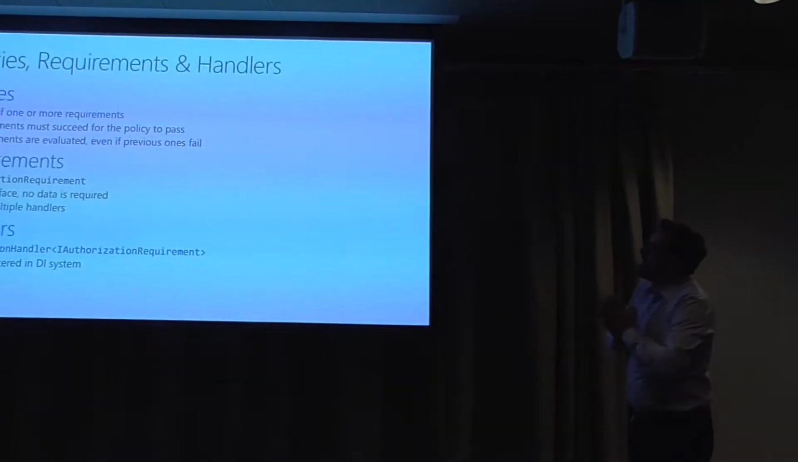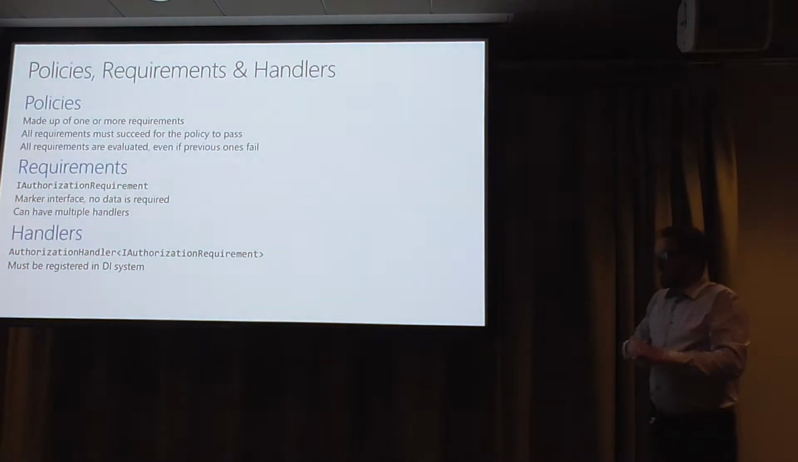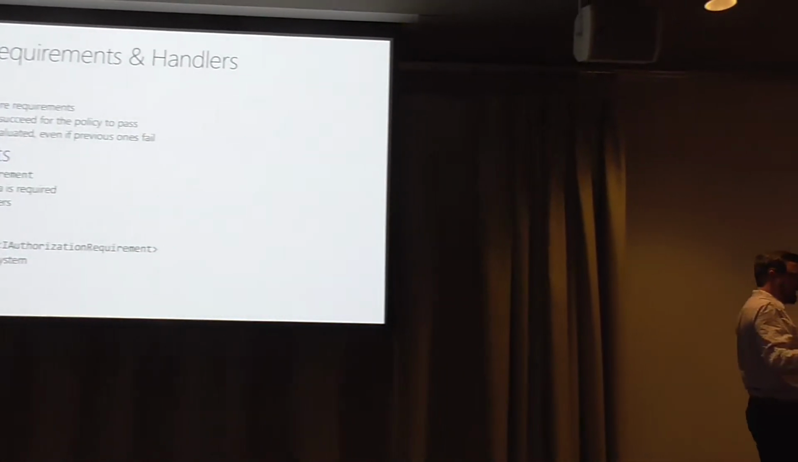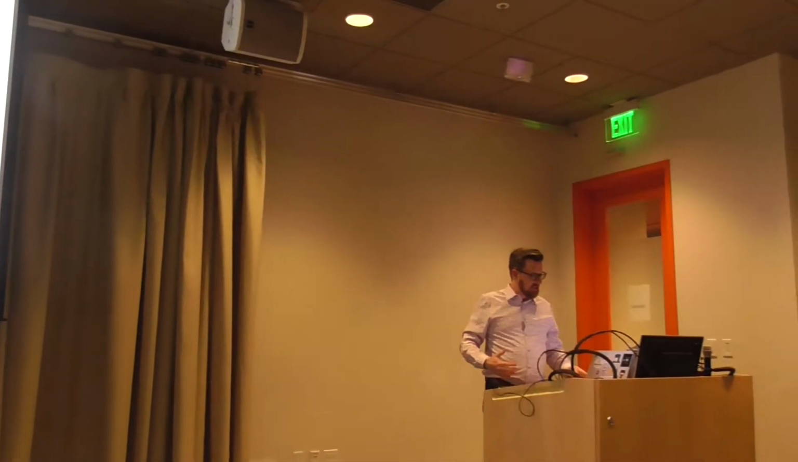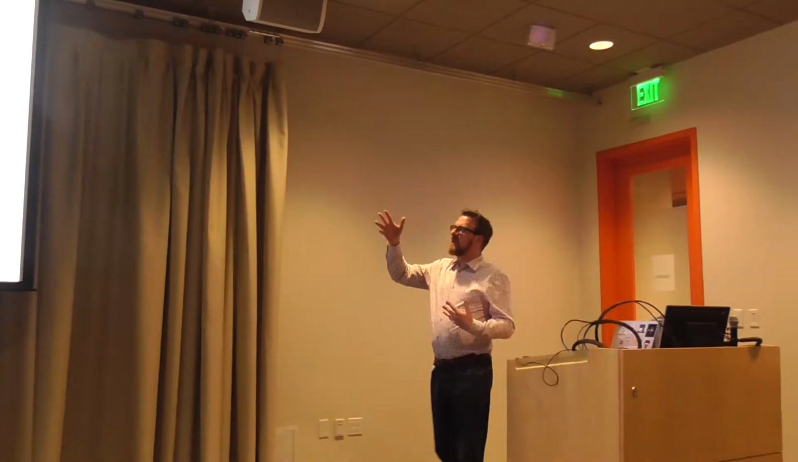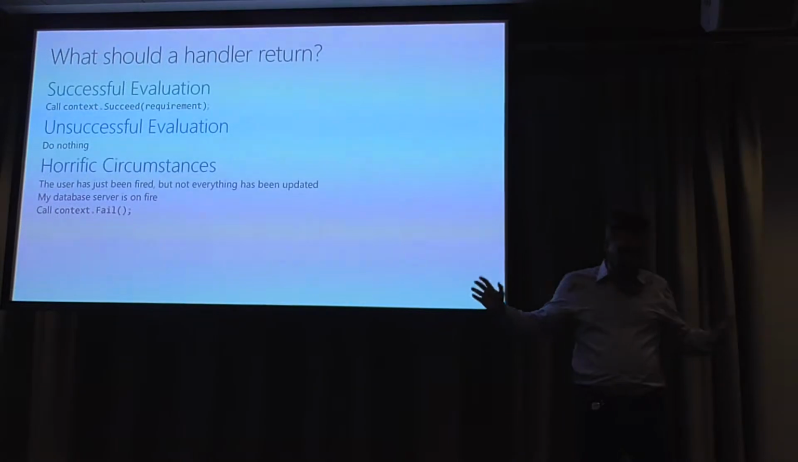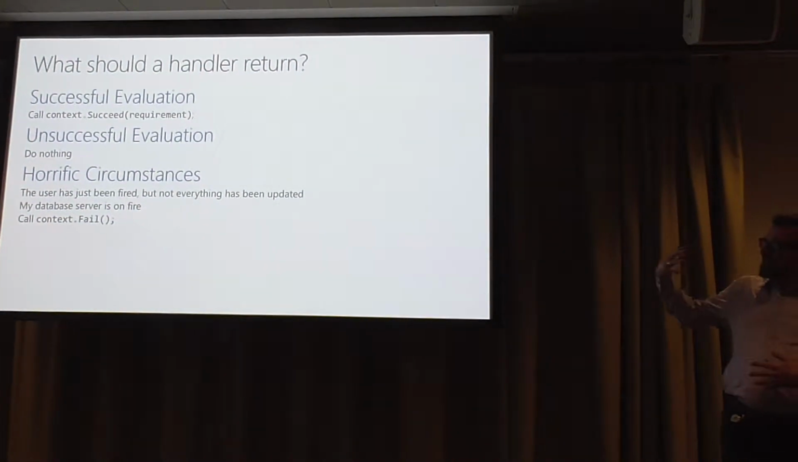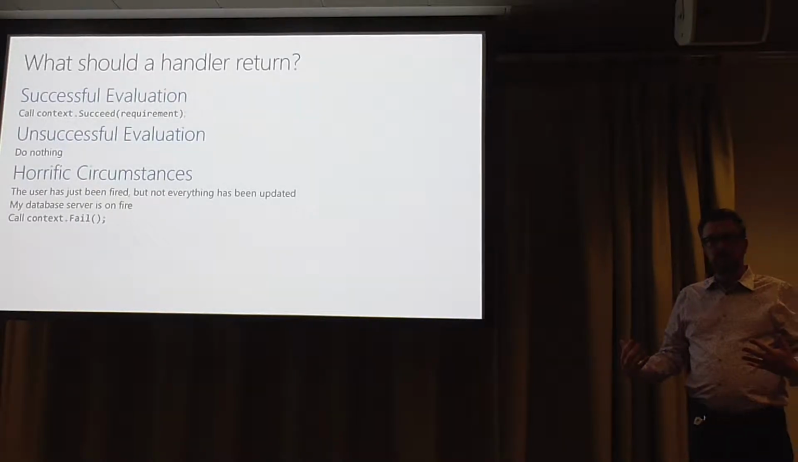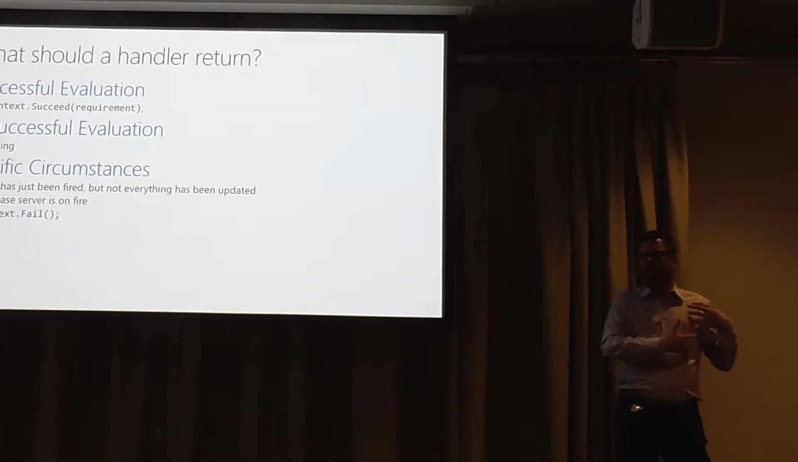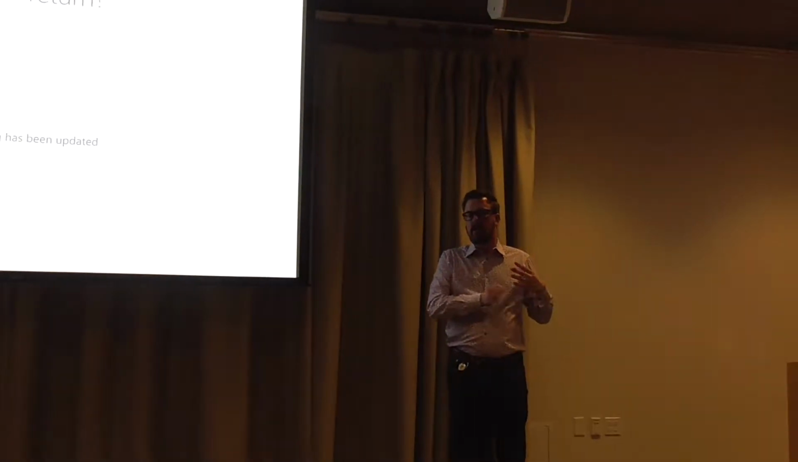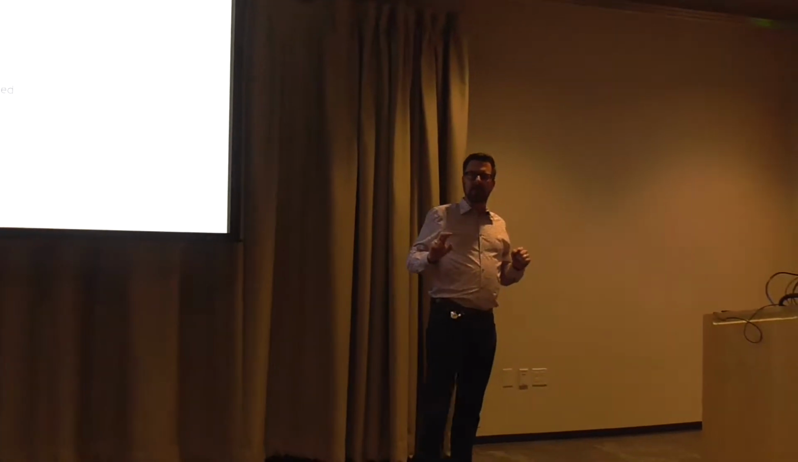Requirements just have this marker interface and they can have multiple handlers. And handlers basically handle a requirement and they need to be registered in DI. So a handler calls context.succeed if you pass. If it's unsuccessful, you do nothing. So think about entering the Microsoft building. One way of fulfilling that requirement is I have a working blue badge. Another way of fulfilling that requirement is I have an active visitor pass. Two ways of fulfilling the same requirement. So if one of them passes, I call context.succeed. If that hasn't worked, it's going to go on to the next one. And that one may call context.succeed.